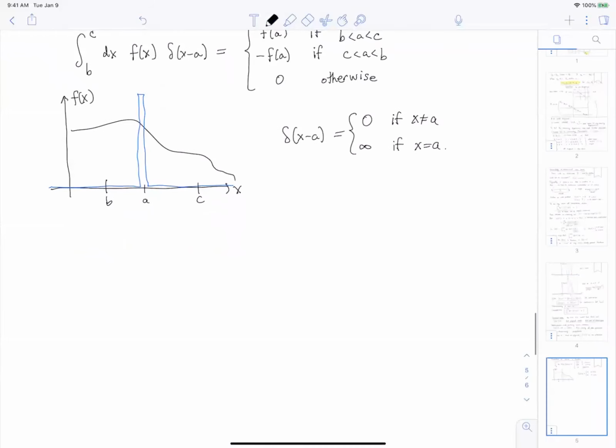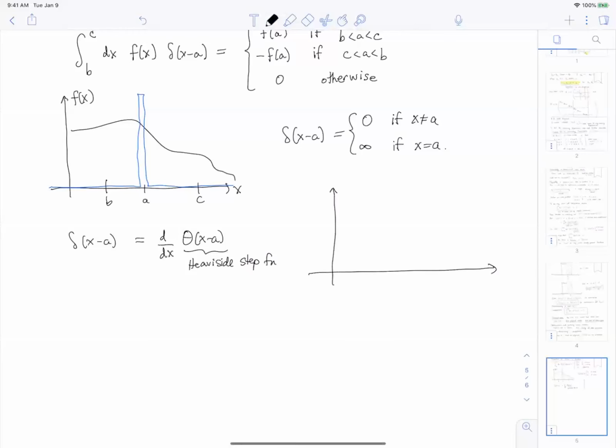Okay, another way you can write it is that delta x minus a is the derivative of the Heaviside step function. That's what this theta is. And so to graph what it looks like, the step function at a point A is just the thing that's 0 until you get to where A is, and then it jumps up to 1.